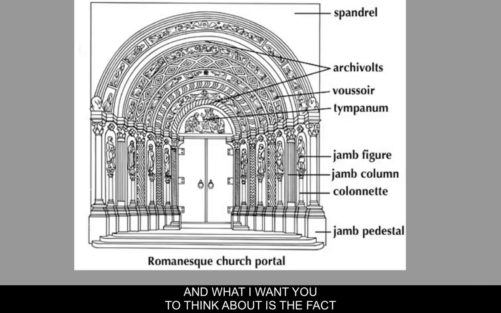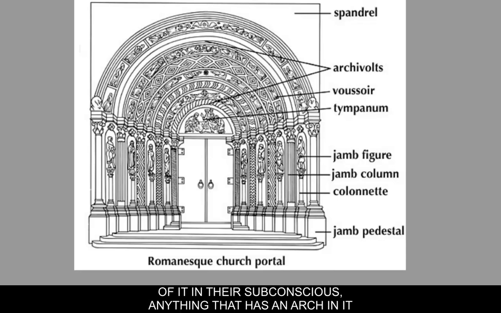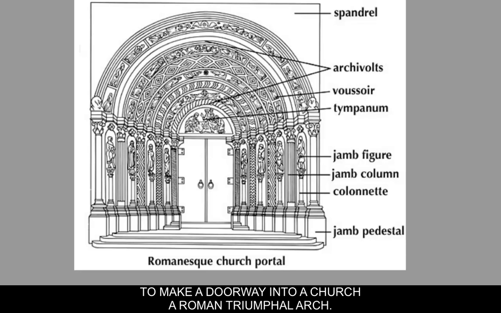And what I want you to think about is the fact that the arch is an honorific term, right? It basically evolves first from Roman triumphal arches, and so they're still thinking of it in their subconscious. Anything that has an arch in it is actually a symbol of something that's triumphant or wonderful. So it'd be appropriate to make a doorway into a church a Roman triumphal arch.